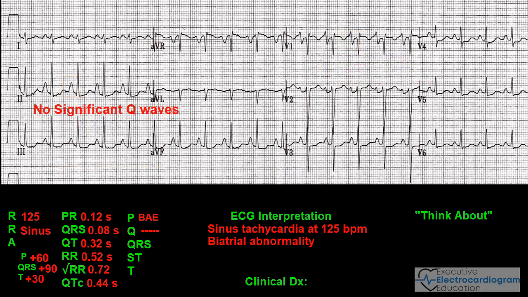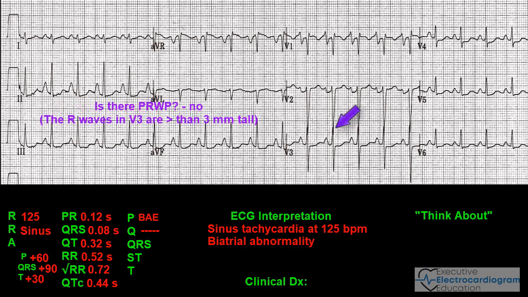Q waves. No significant Q waves are present. QRS complexes. Let's ask and answer the 6 questions. Are they tall, suggesting left ventricular hypertrophy? No. Are they small, suggesting low voltage? No. Are they wide, suggesting a bundle branch block? No.